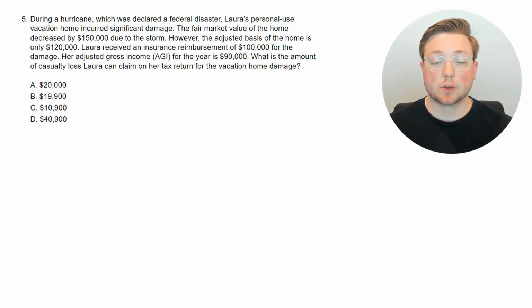Okay, here's the last question, question 5. During a hurricane, which was declared a federal disaster, Laura's personal use vacation home incurred significant damage. The fair market value of the home decreased by $150,000 due to the storm. However, the adjusted basis of the home is only $120,000. Laura received an insurance reimbursement of $100,000 for the damage. Her adjusted gross income, AGI, for the year is $90,000. What is the amount of casualty loss Laura can claim on her tax return for the vacation home damage?